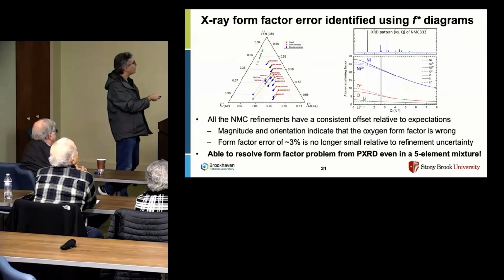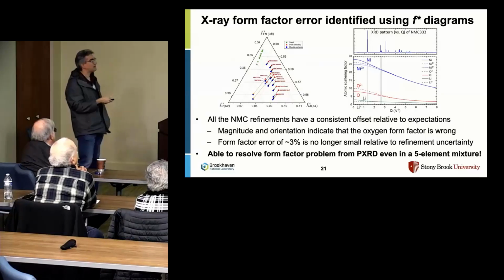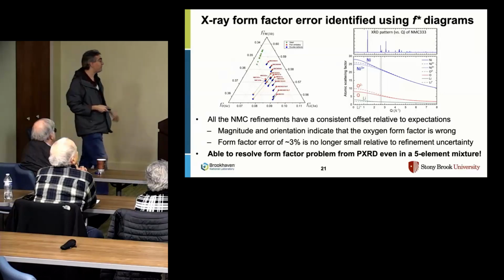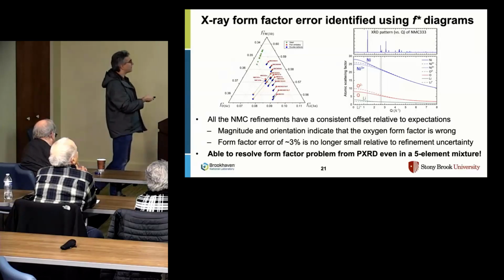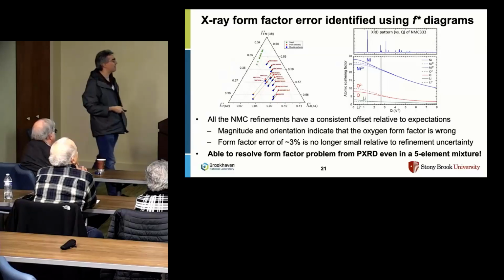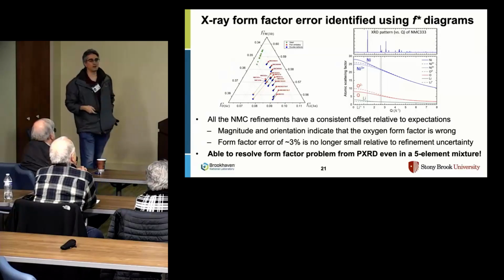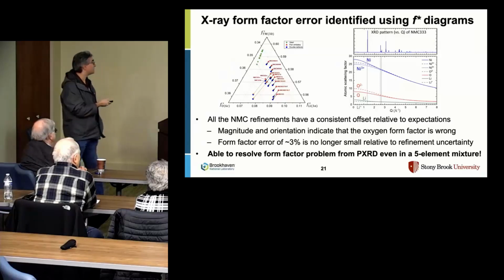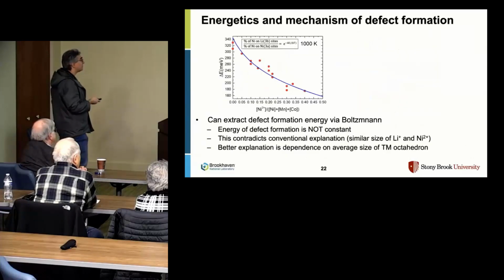Form factor error on the order of 2 or 3% is no longer small relative to refinement uncertainty since we cleaned up other problems. So we now need to worry about it. Some work needs to be done to find better form factors. And I find it spectacular we could resolve the form factor problem in oxygen from a 5-element mixture on a 3-site compound. This is not what we expected starting, but this is what the data said, and it's consistent with various observations in various places.